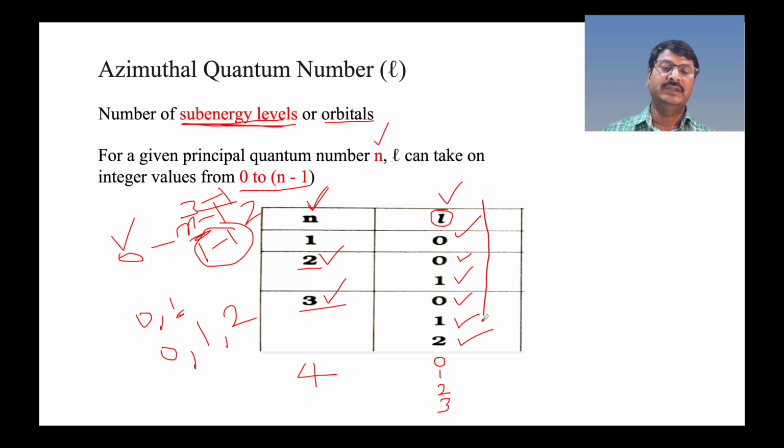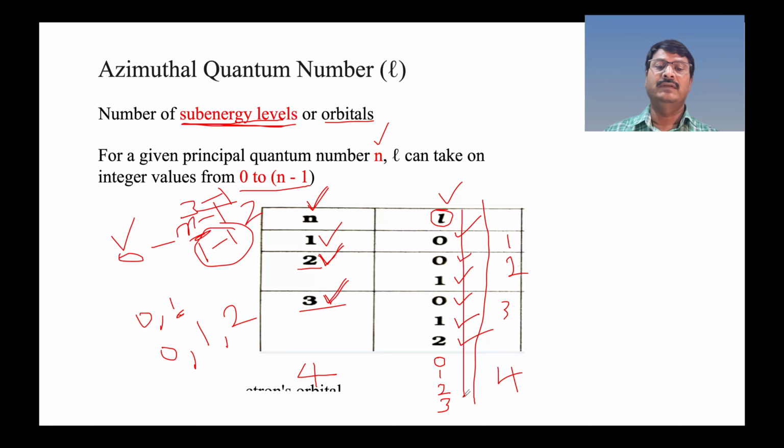That means it is giving the number of sub-energy levels. These are also called orbitals. So principal quantum number 1 contains only one sub-energy level. Principal quantum number 2 contains two sub-energy levels. Principal quantum number 3 contains 3 sub-energy levels, and 4 contains 4 sub-energy levels. And these sub-energy levels are called orbitals.